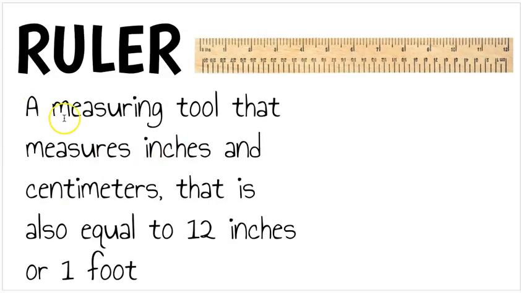Next, we have a ruler. A ruler is a measuring tool that measures in inches and centimeters that is also equal to 12 inches, or 1 foot. And we see the inches on top, centimeters on the bottom. There's our ruler. It's a measuring tool that measures inches and centimeters that is also equal to 12 inches or 1 foot.